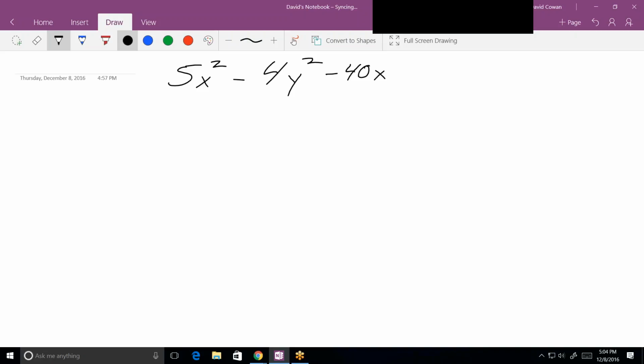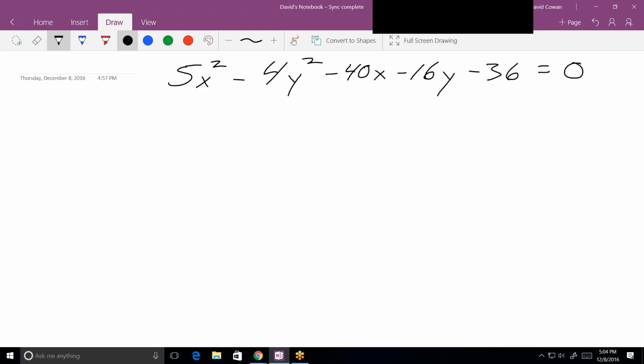No worries. Minus 40x minus 16y minus 36, and it wants us to put this into the correct form, the equation, and then it wants the center, the asymptotes, and the foci. This is the standard format for a polynomial.